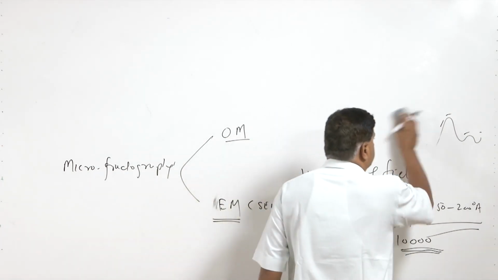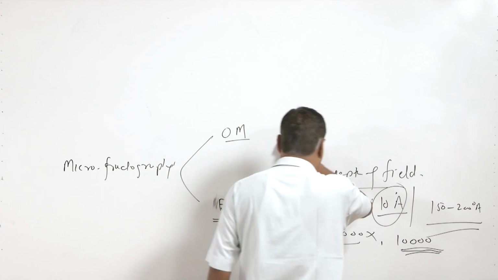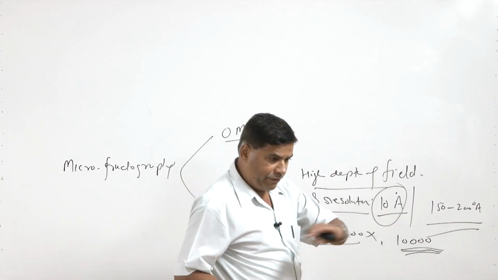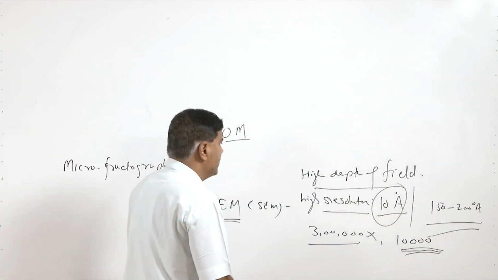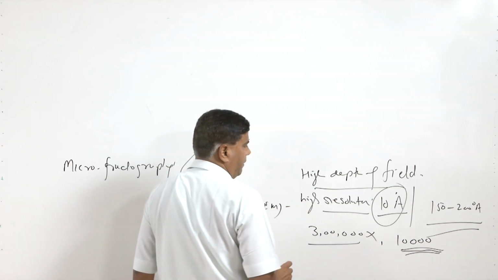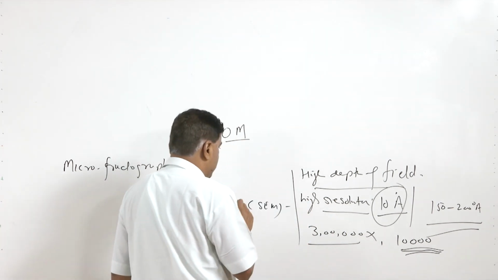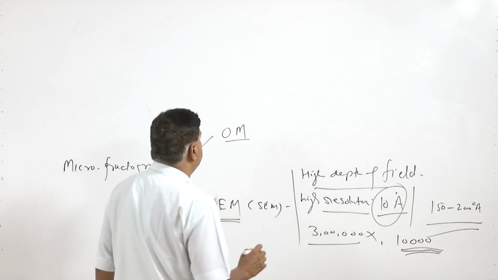So, it is good to have the high depth of field so that the entire fracture surface can be clearly seen. So, these are the three aspects related with this SEM or electron microscopy.